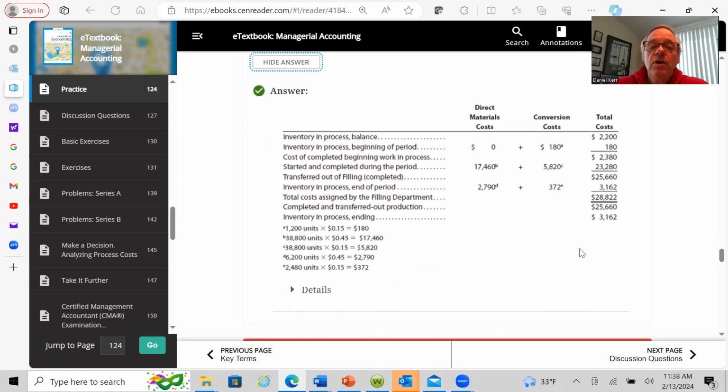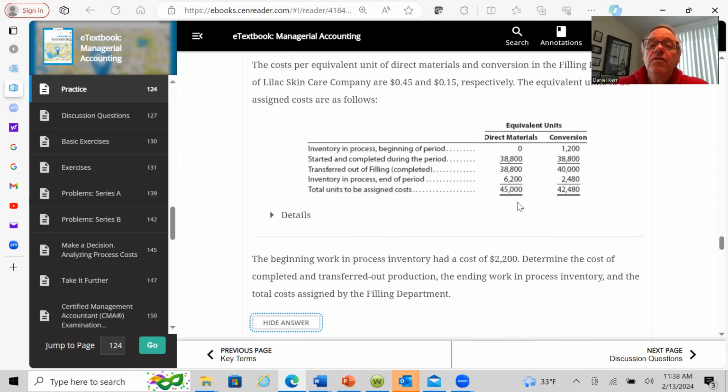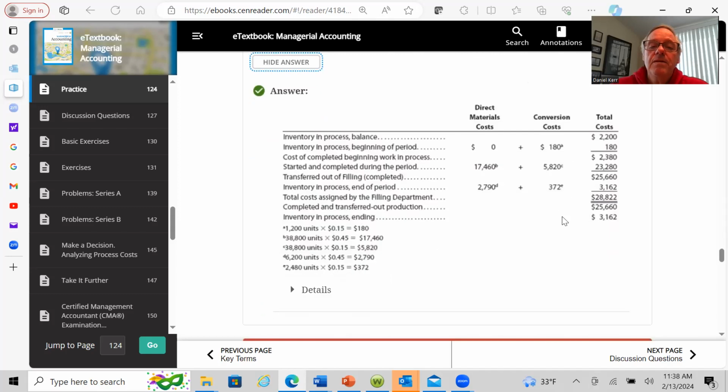And then as far as the ending work in process, fully complete with regard to materials, so the 6,200 there. And conversion costs, it's 2,480. So you multiply 6,200 times 45 cents. You multiply 2,480 times 15 cents, which is 372. So there is the completed and transferred out production, and there is the ending work in process. Okay, so those two equal 28,822.